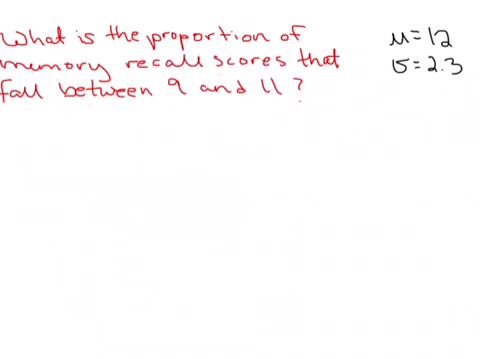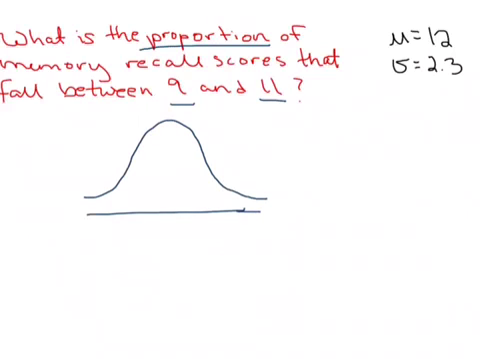Okay, this one is asking, what's the proportion of memory recall scores that fall between 9 and 11? So this one's a little bit tricky. We're looking for a proportion, not a percentile rank, and now we're looking for the proportion between scores of 9 and 11. So again, draw that distribution. Very important. Locate the mean, because this will give you an idea of where you're going with those scores. The mean is 12.